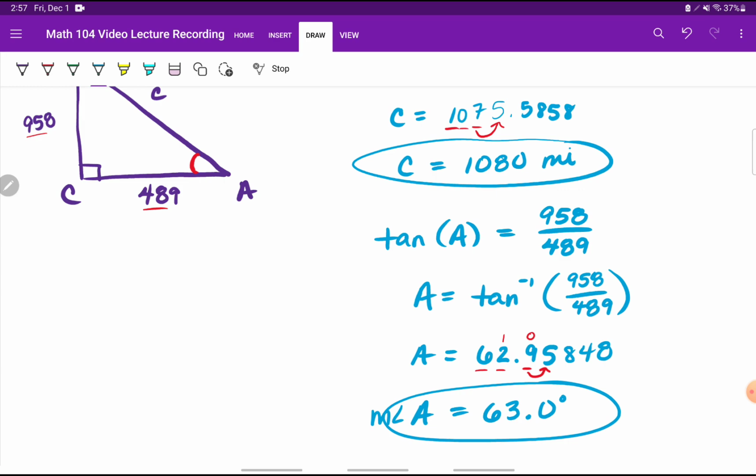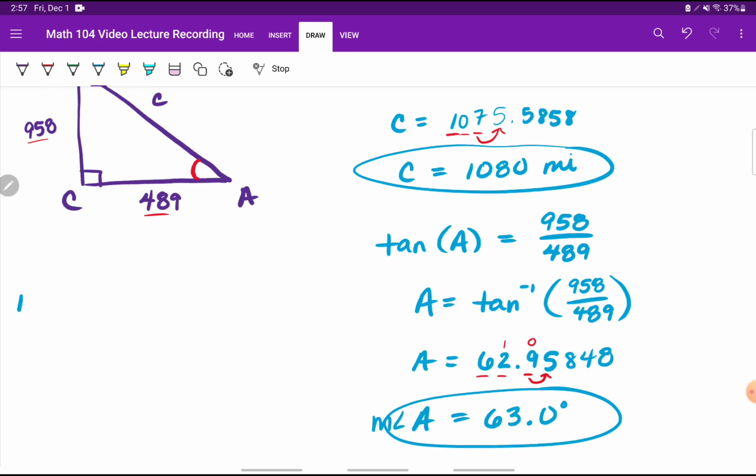And then lastly, we'll find the measure of angle B. We know that all our angles have to add up to be 180, so the measure of angle B is going to be 180 minus 90 minus this 63. The measure of angle B is going to be 27.0 because we're trying to round to 3 significant digits here.